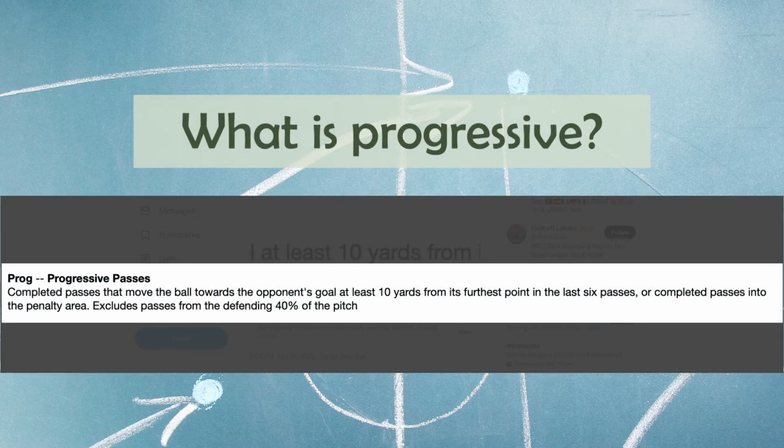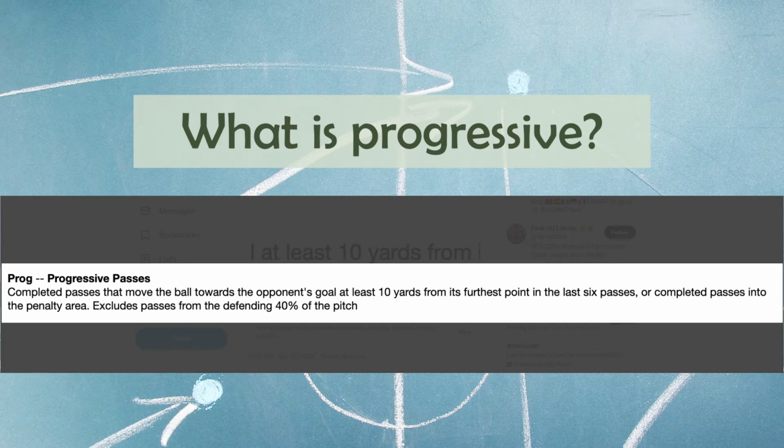This is the definition taken from fbref.com, which is the source of the data used for today's video and the underlying analysis. It is a completed pass that moves the ball towards the opponent's goal at least 10 yards from its furthest point in the last 6 passes. Or, regardless of what came before it, it can be a completed pass into the penalty area. It only includes the top 60% of the pitch.